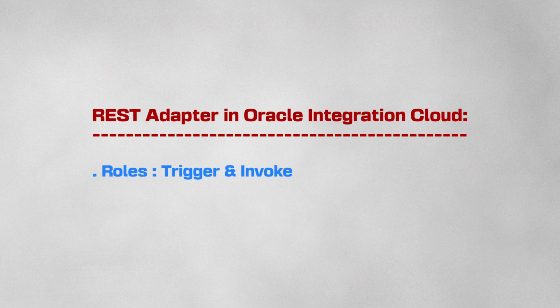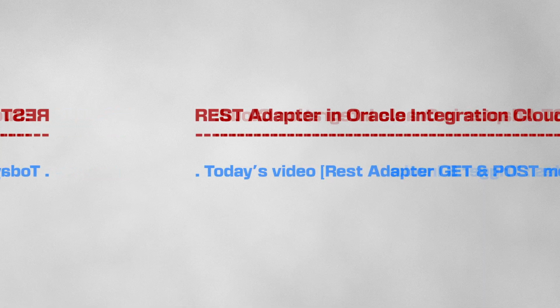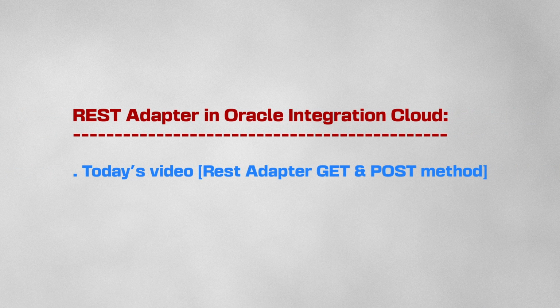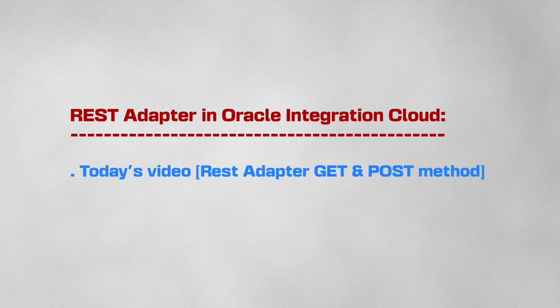Today we will dive a bit deeper into REST adapter in Oracle Integration Cloud. As we already know, the REST adapter in OIC can be configured in two roles. Trigger role, where you expose your integration as a REST service, and invoke role, where you use REST adapter to call an external REST API. In today's video, we will look at REST adapter in both trigger and invoke roles. And we will also use the most commonly used HTTP methods, which are GET and POST.